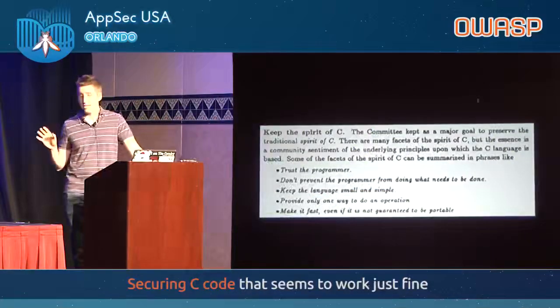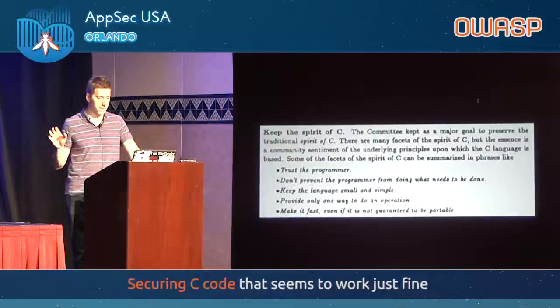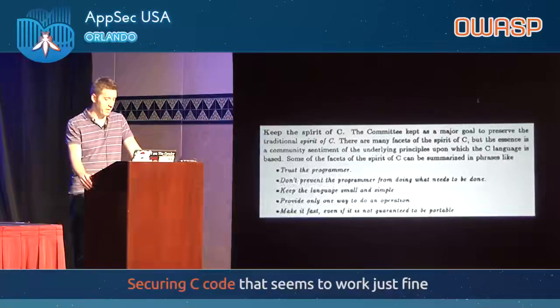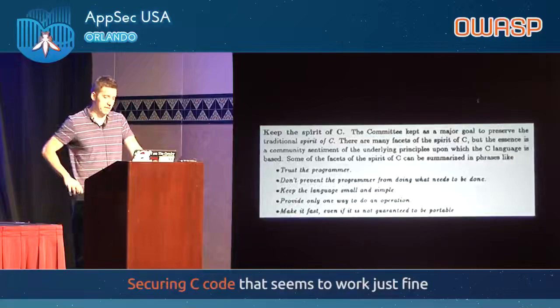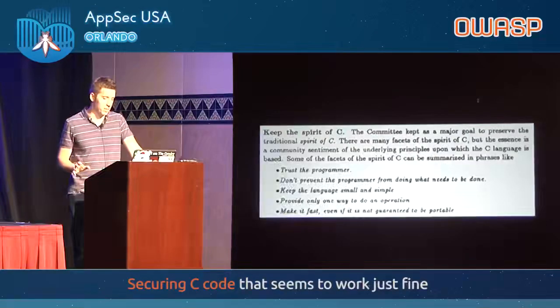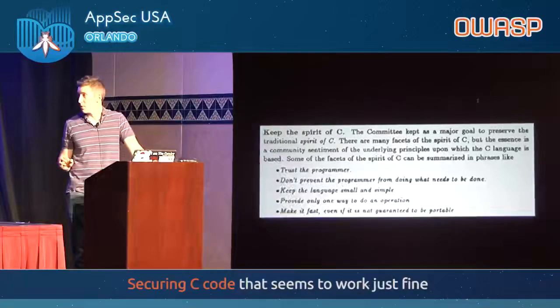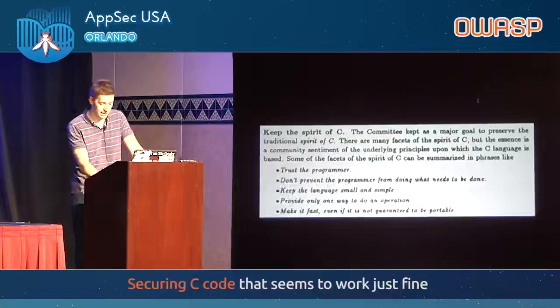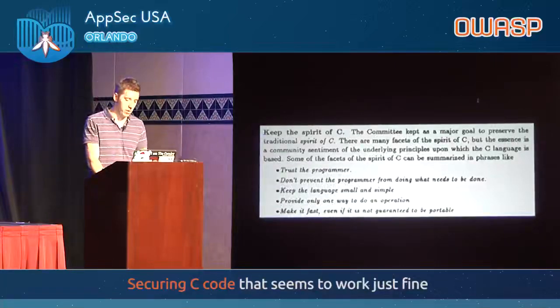So regardless, this is some text from that book, The Rationale for C, and it sums up what C is all about. I'm going to read a little bit of it. Some of the facets of the spirit of C can be summarized in phrases like: trust the programmer, don't prevent the programmer from doing what needs to be done, keep the language small and simple, provide only one way to do an operation, make it fast, even if it is not guaranteed to be portable.